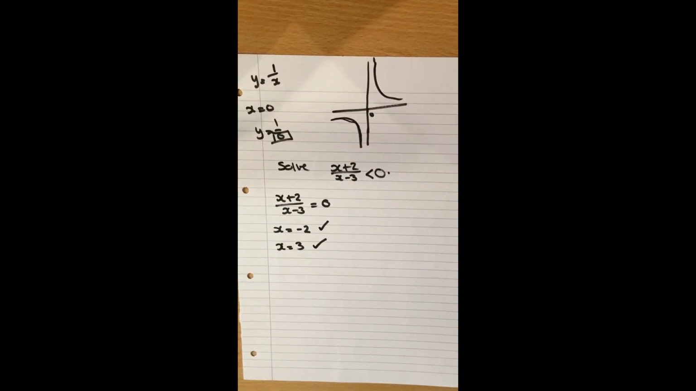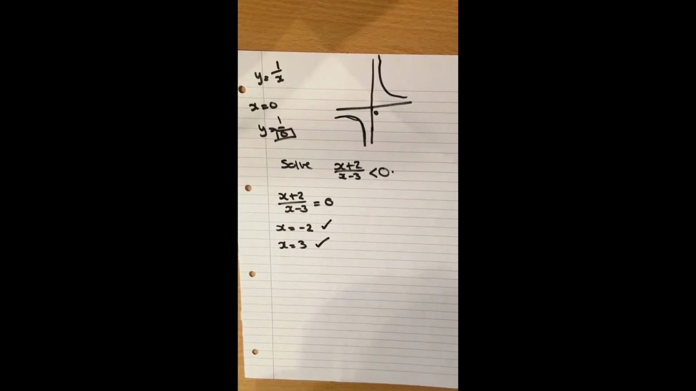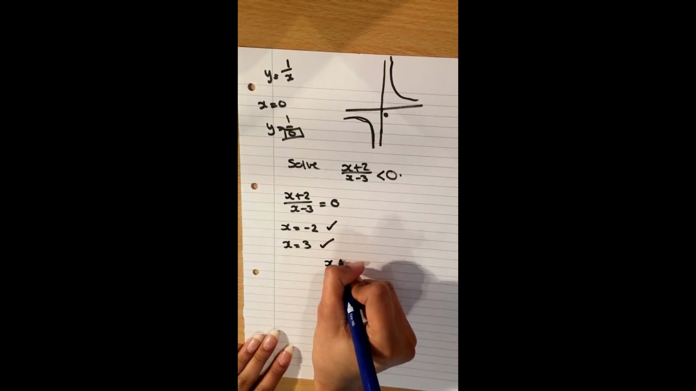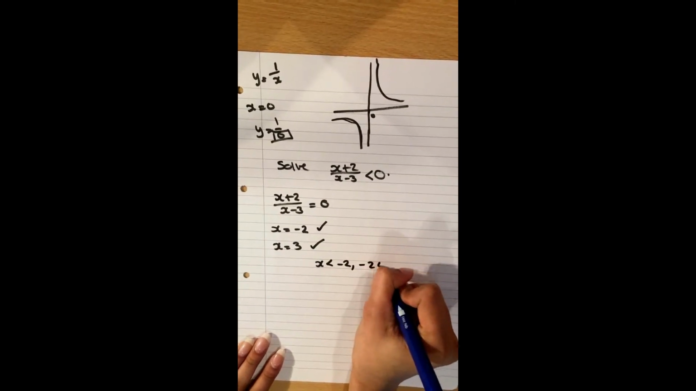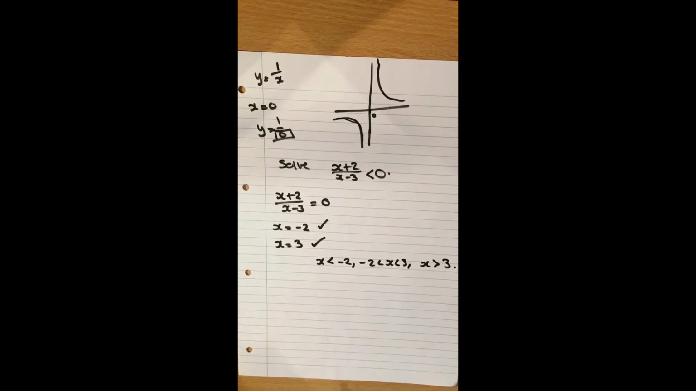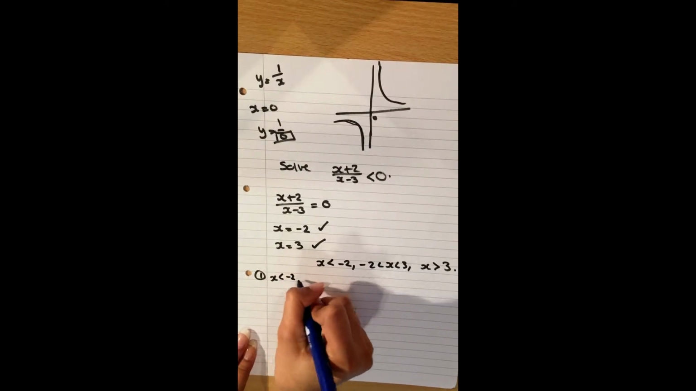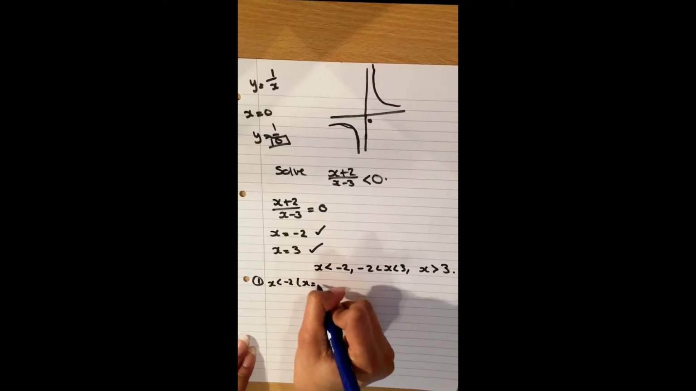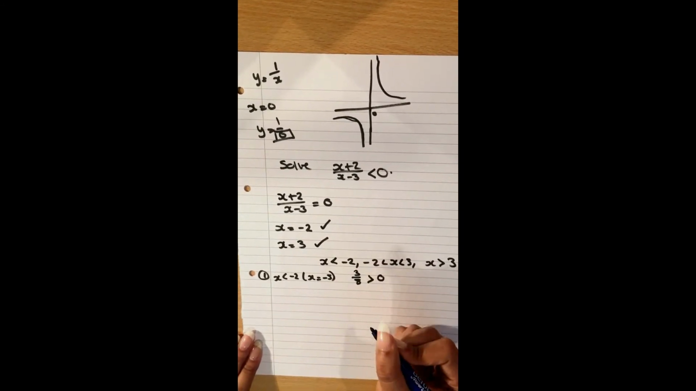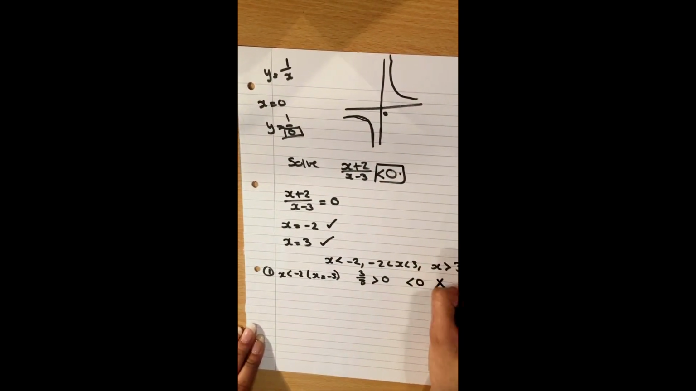So these are our two critical values. This splits the graph into 3 regions. So the region where x is less than minus 2, where it's between minus 2 and 3, and then x is greater than 3. Now we take a look at all of these regions. So region 1, when x is less than minus 2, so x equals minus 5, we get 3 over 8, which is greater than 0.